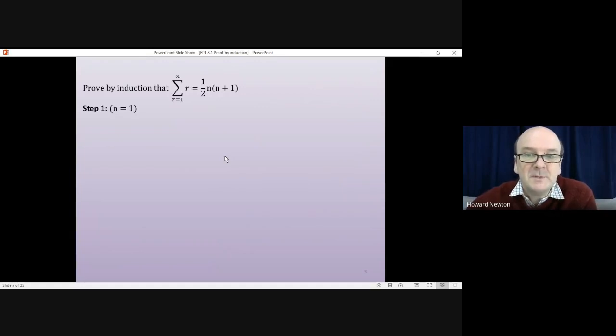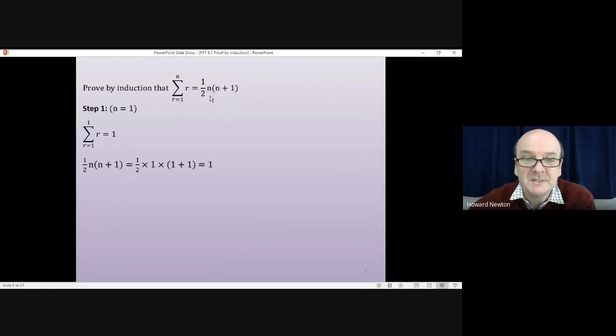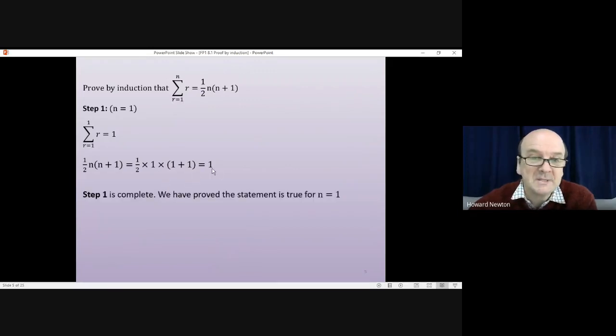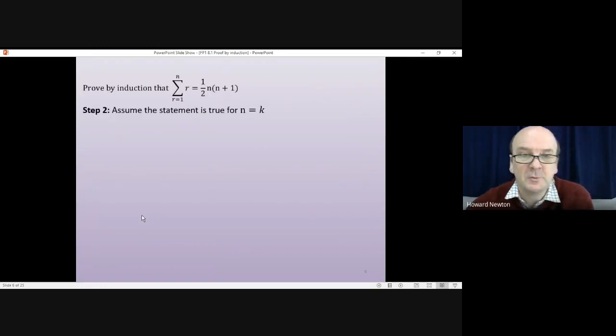The first step is we consider n equals 1, the very first value in here, and we see if that works. Putting 1 into the left-hand side, we get the sum from r equals 1 to n of r. That is just 1. Putting 1 into the right-hand side, we substitute 1 into here. That gives us that, which is 1 as well. So 1 on the left, 1 on the right. The left equals the right-hand side. Step 1's complete. We've proved the statement is true for n equals 1.